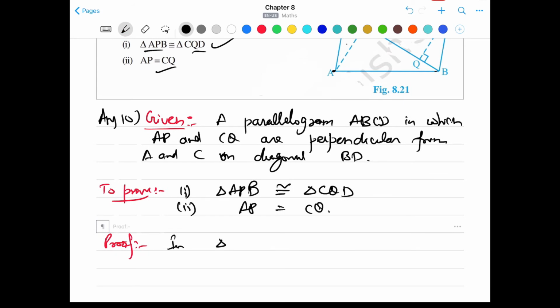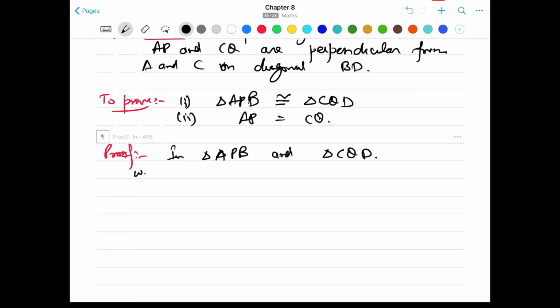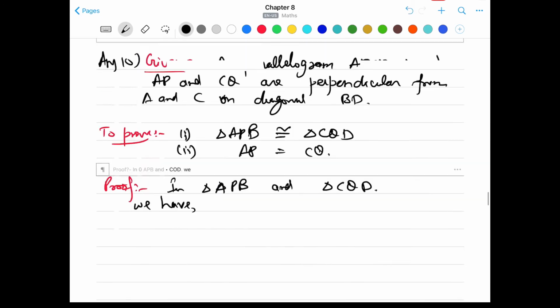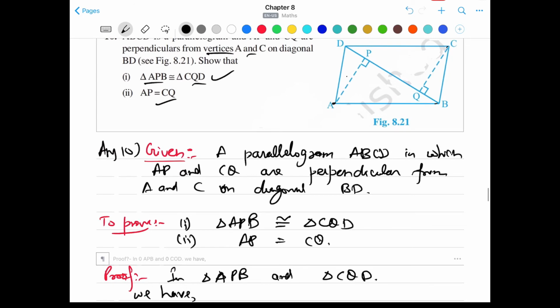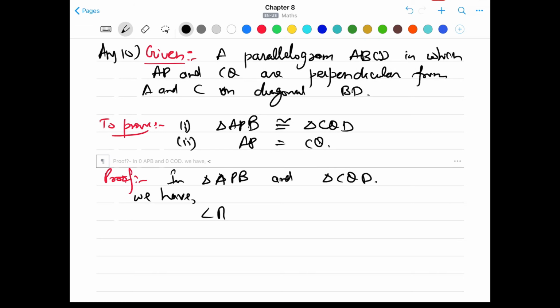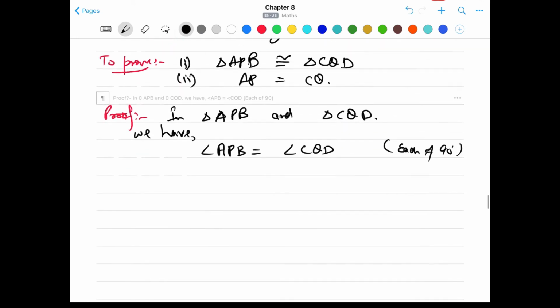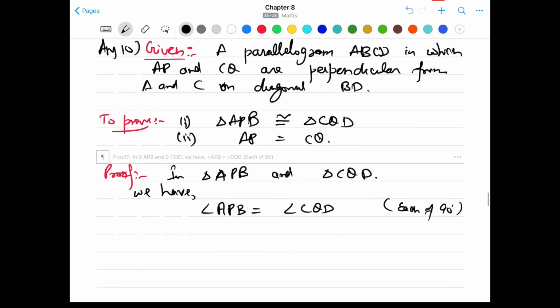So first we'll write: in triangle APB and triangle CQD, we have angle APB is equal to angle CQD, and each is 90 degrees, because we are given that AP and CQ are perpendiculars. So we got one angle.